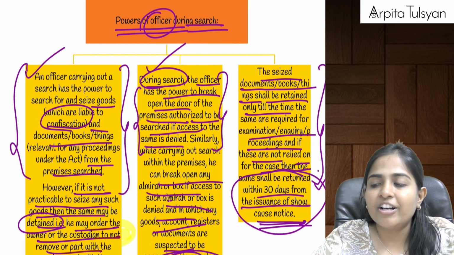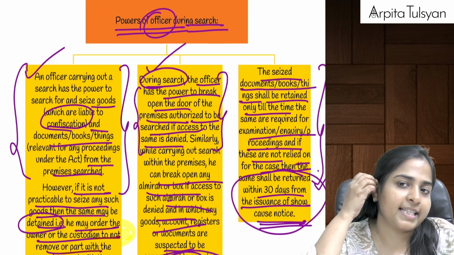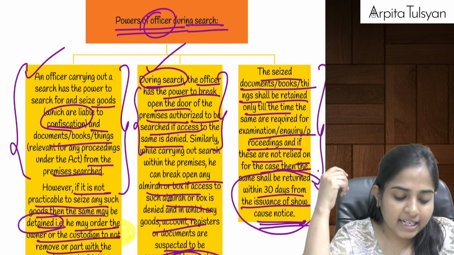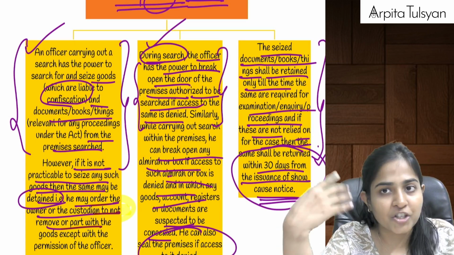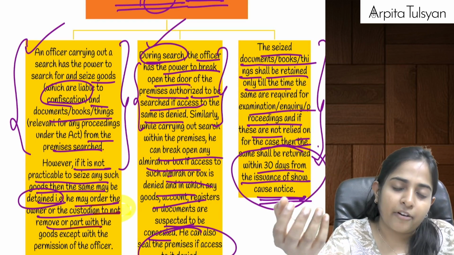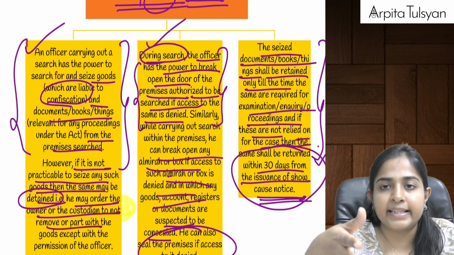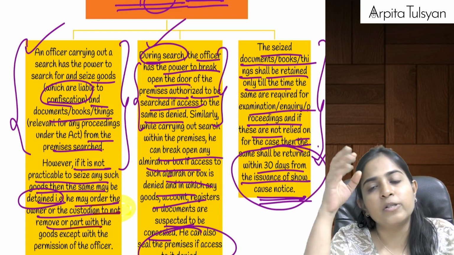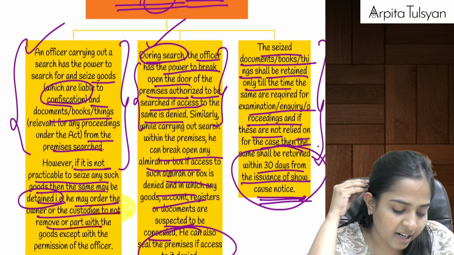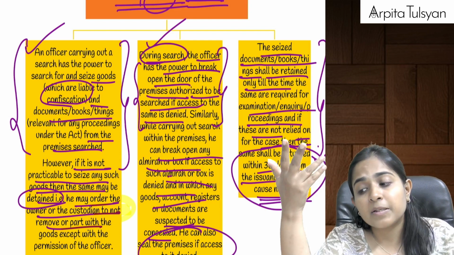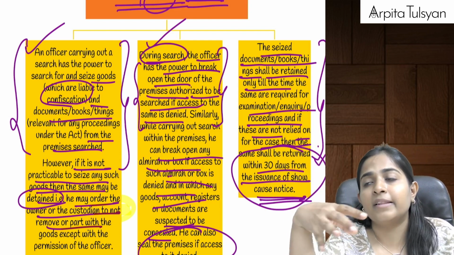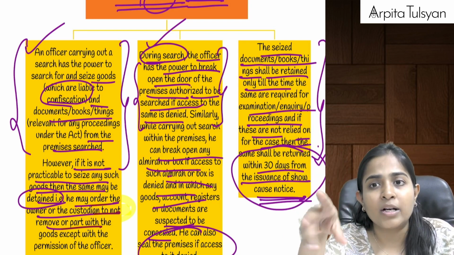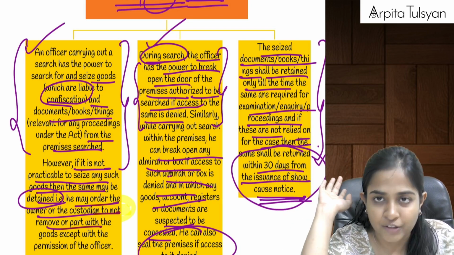Now once the proper officer has got the authorization from the joint commissioner, he can conduct the search. During this search, he can search any premises, and if he finds something there, he can confiscate the goods. He can take the documents, books, things, etc. into his custody. Sometimes it is not practically possible to seize, and in that case he will pass a detention order that you cannot remove this without the permission of the department.